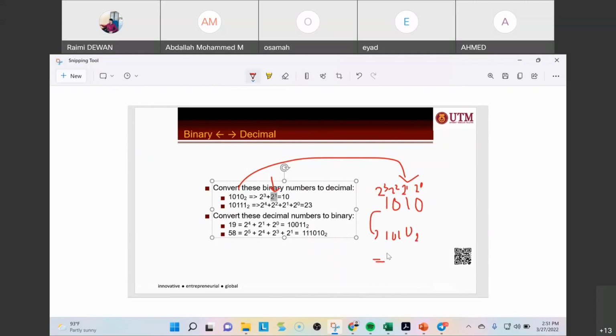Start from the biggest one, 1 times 2 to the power of 3, plus 1 times 2 to the power of 1. Because it is one, we don't normally write it, since anything times one stays the same number. So it is only written like this: 2 to the power of 3 plus 2 to the power of 1. Then the answer is 10, because 2 to the power of 3 is 8, 8 plus 2 is 10.